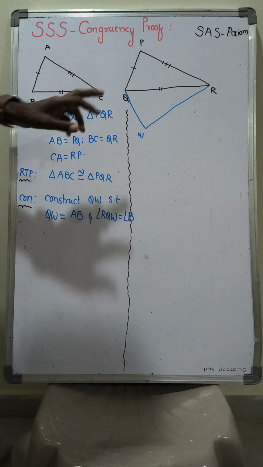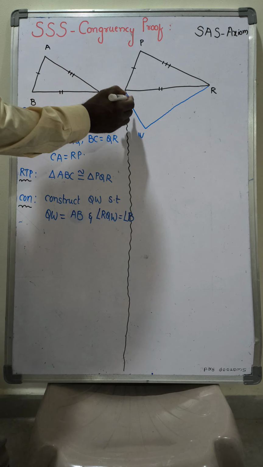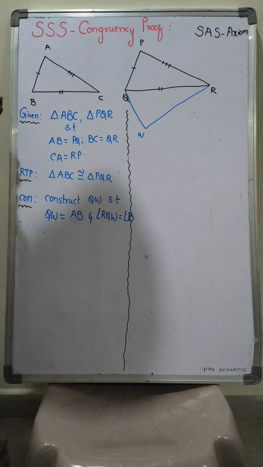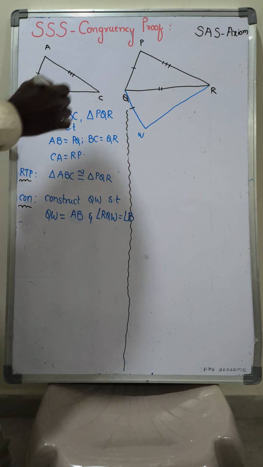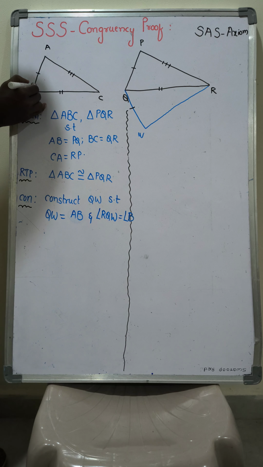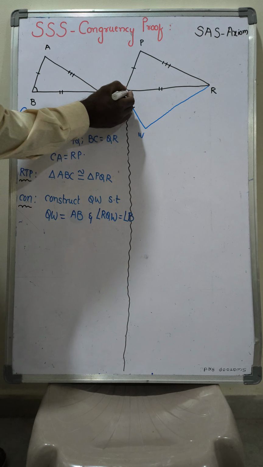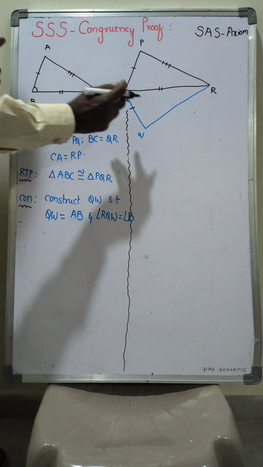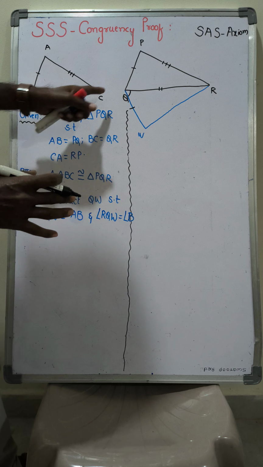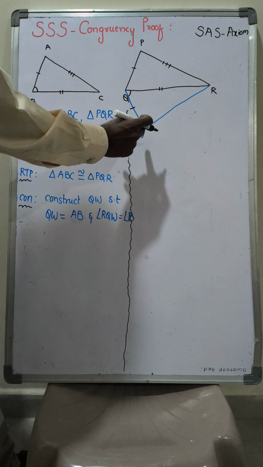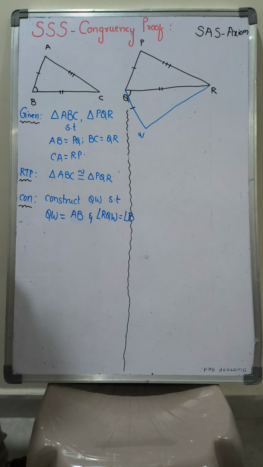I am constructing a triangle in what way? Where QW is equal to AB, and angle B is equal to angle Q. So this is how I am constructing a triangle, or I am constructing QW. After that we need to join this Q and R.